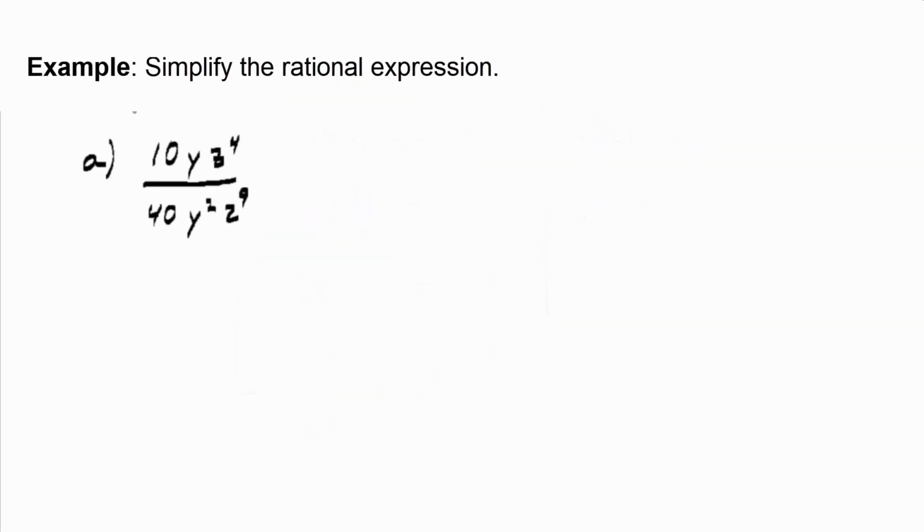In this example, we're going to, in part A, or all of them actually, simplify the rational expression. In part A, we have 10yz to the 4th divided by 40y squared z to the 9th. I want you to notice something here. The operation between all the factors in the numerator and denominator, well, I call them factors, so the operation must be multiplication, right? Now, when you multiply two fractions together, you multiply straight across, right?